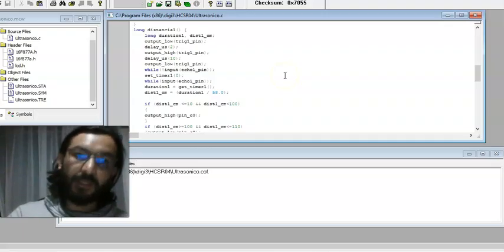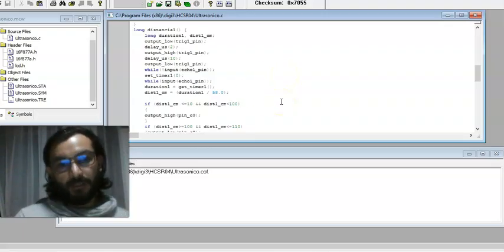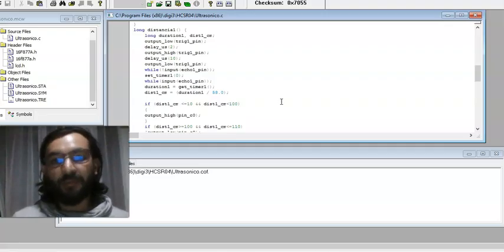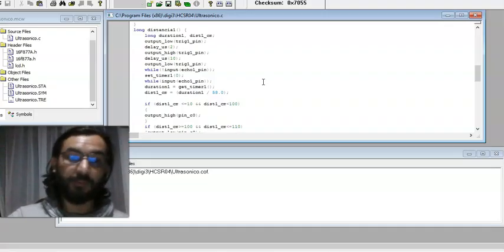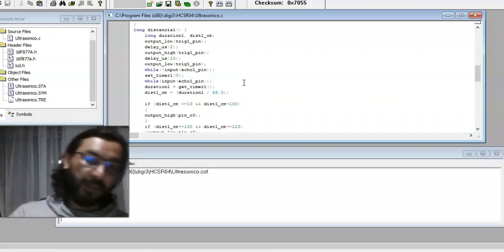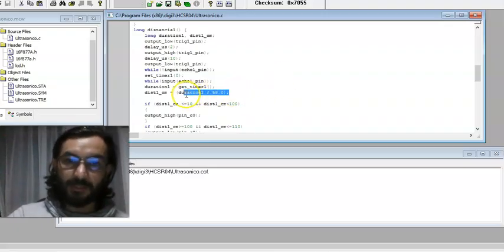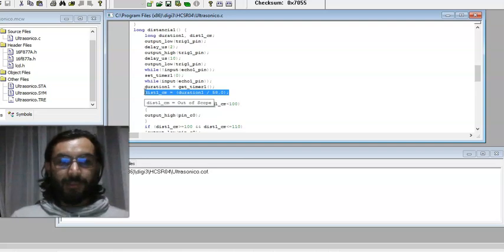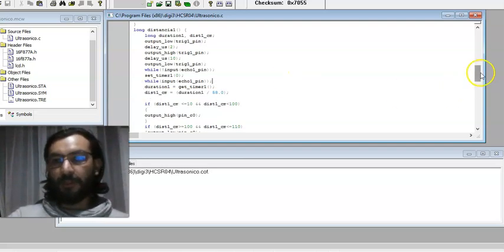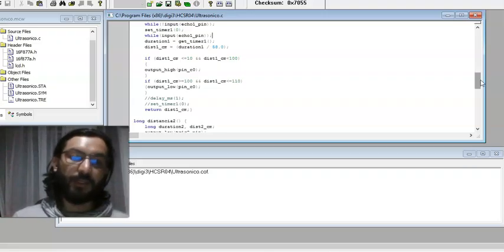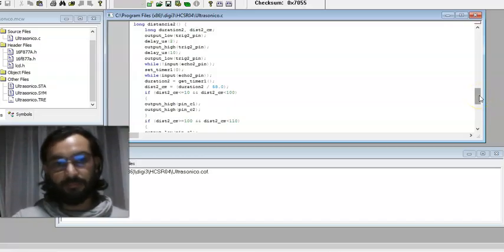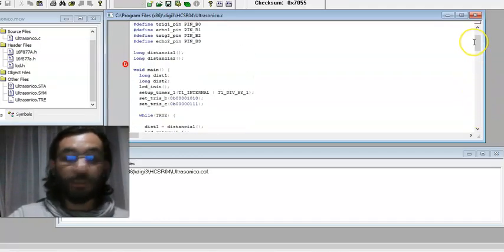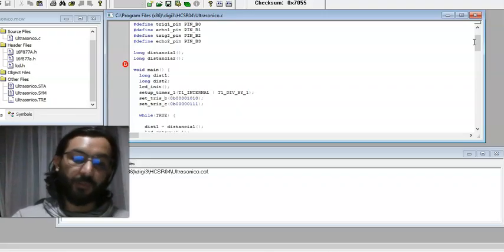I must change the value and convert the time to distance with this equation. And then I must program different outputs, digital outputs. This is the algorithm designed just to measure the distance and control the digital outputs.